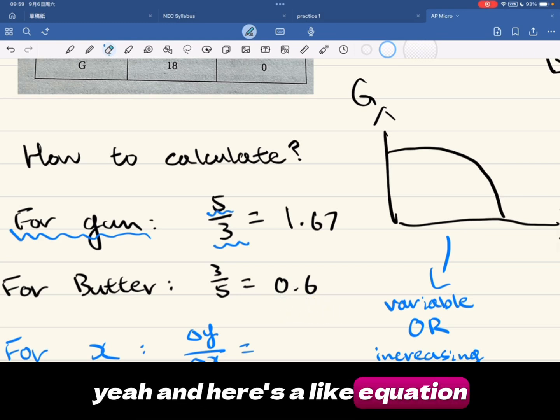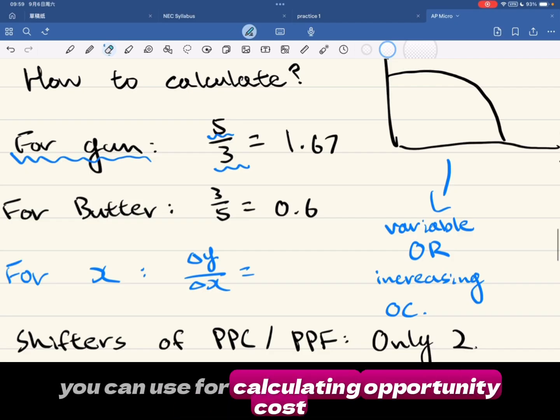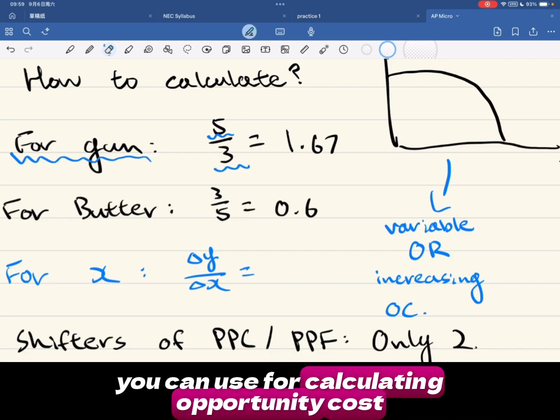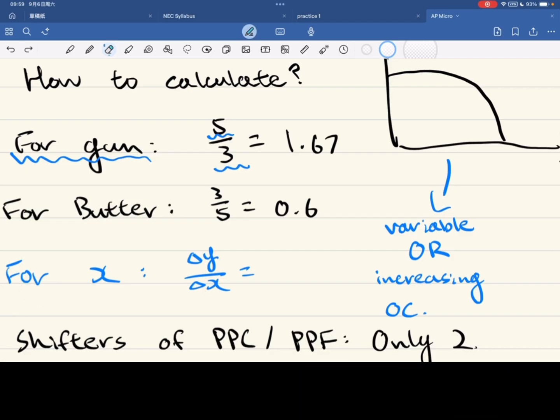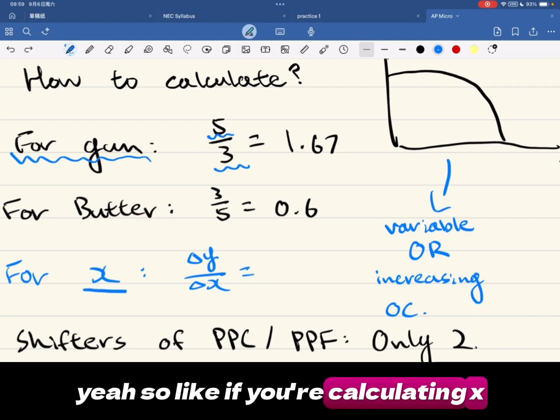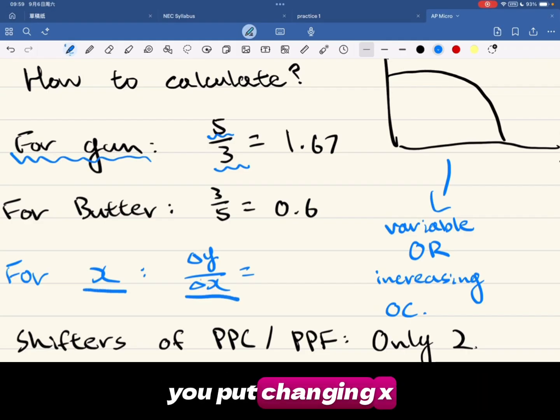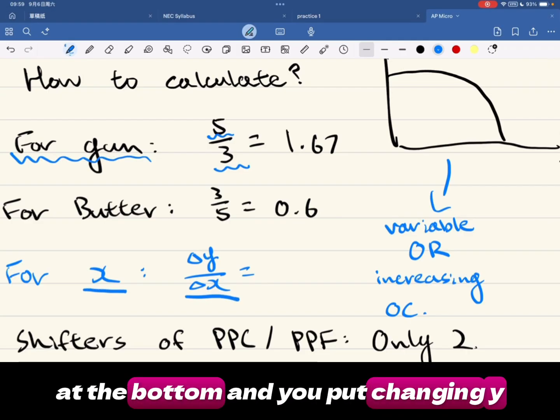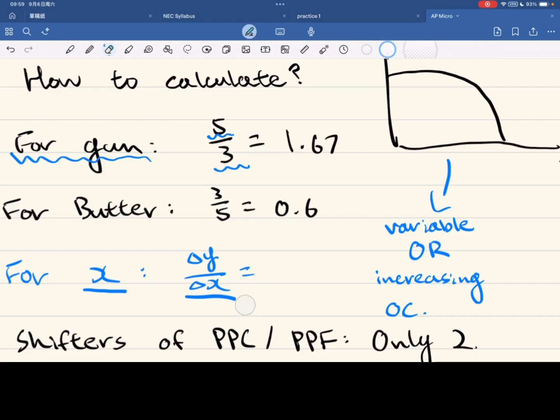Here's an equation you can use for calculating opportunity cost. If you're calculating x, you put the change in x at the bottom, and you put the change in y at the top of the fraction.